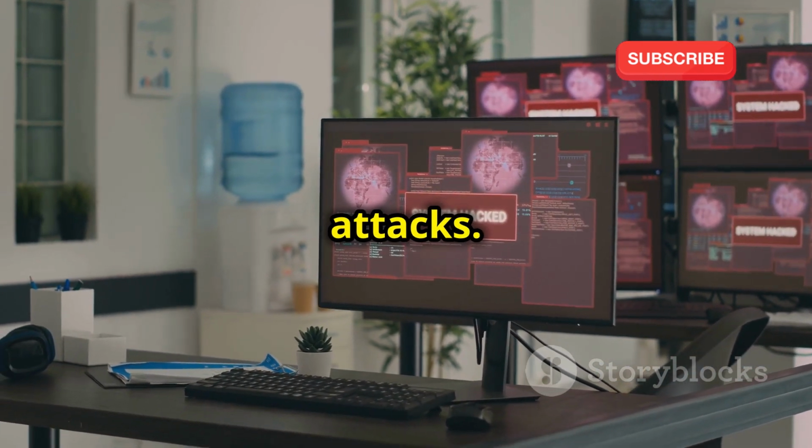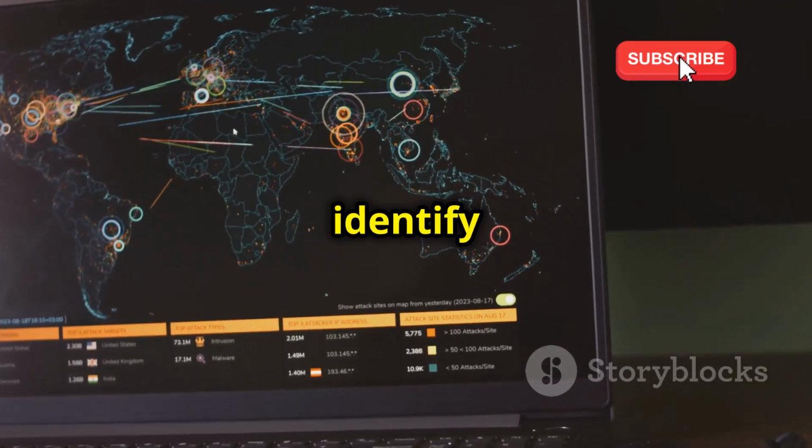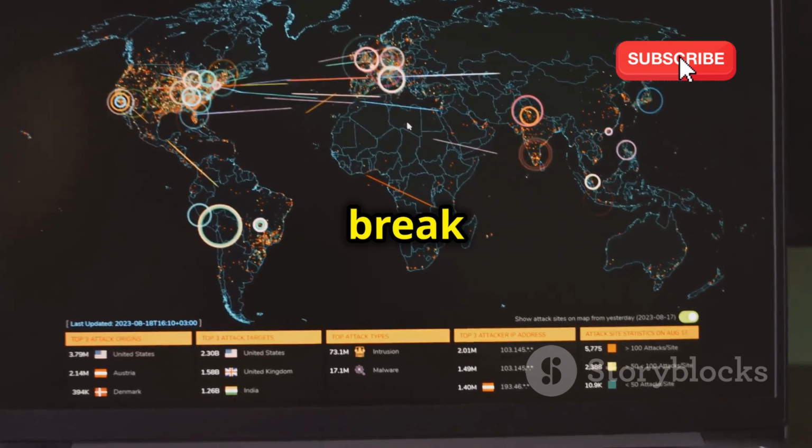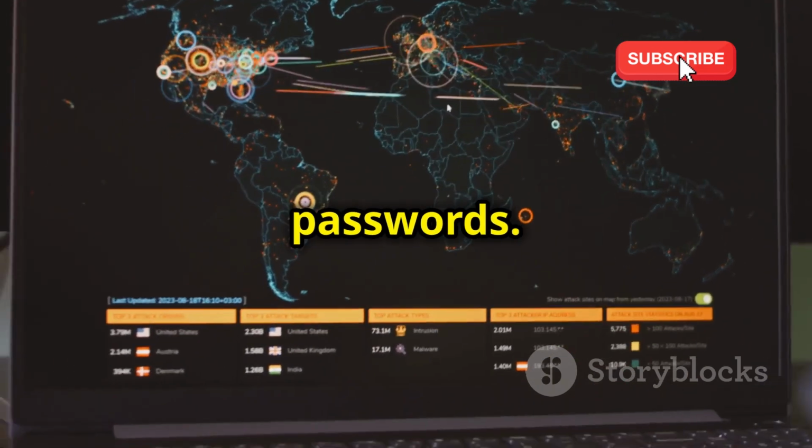for launching attacks. Network scanners help identify active devices and their IP addresses, while password crackers attempt to break into secured networks by guessing passwords.